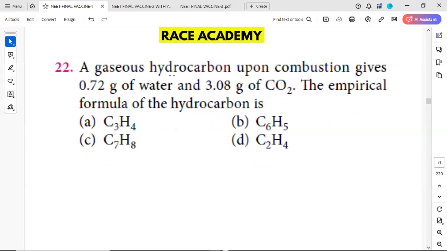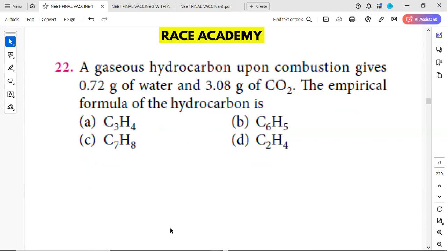Next, a gaseous hydrocarbon upon combustion gives 0.72 grams of water and 3.08 grams of CO2. The empirical formula of the compound. Whenever masses of this type of compounds are given, the number of moles of CO2 and the number of moles of water can be calculated from the combustion reaction, to find the number of carbon and hydrogen atoms in the formula. Let us check it as a numerical.